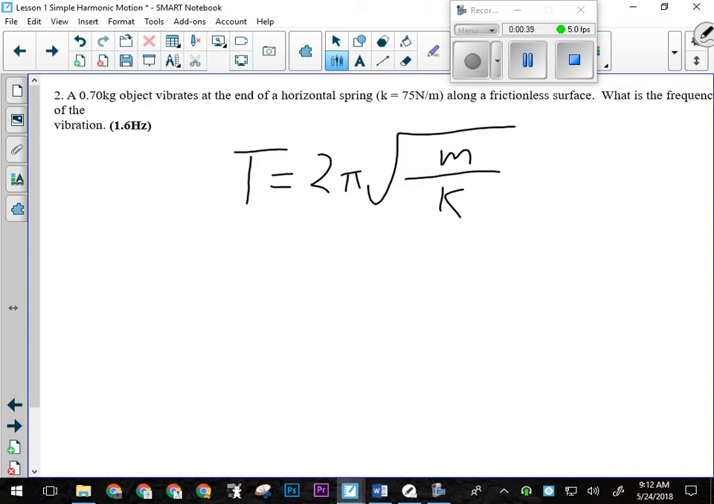Well, it solves for period, it doesn't solve for frequency, right? But we can easily get frequency because F equals 1 over T. So we can easily get that later. What we need to do is just plug in our numbers here. We don't even have to manipulate and solve for T. So that's going to equal 2 pi times the square root of 0.7 divided by 75.